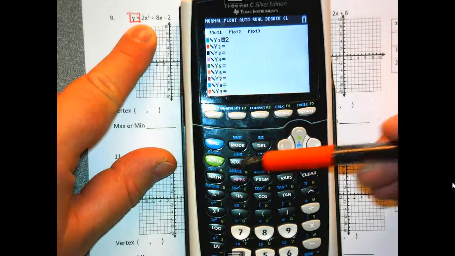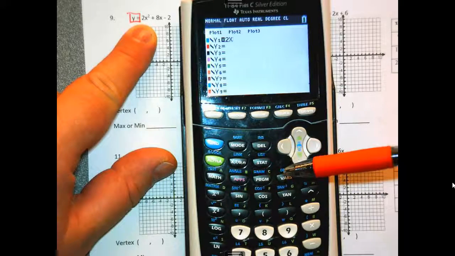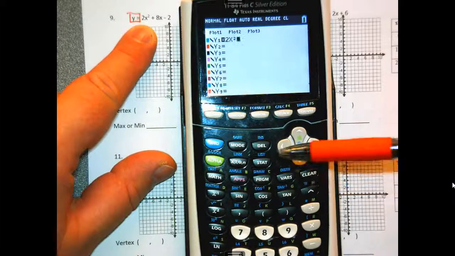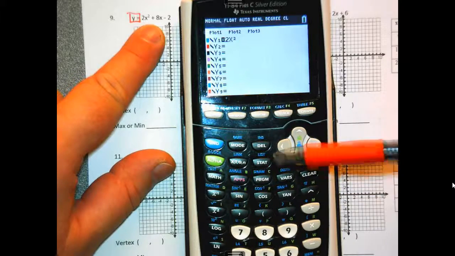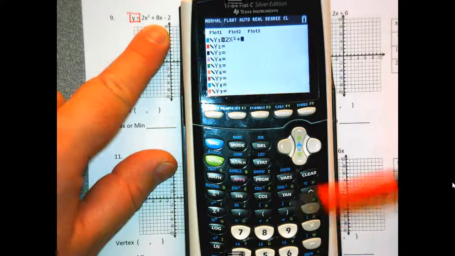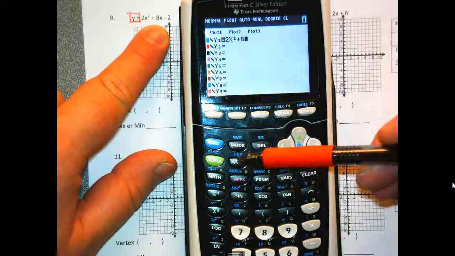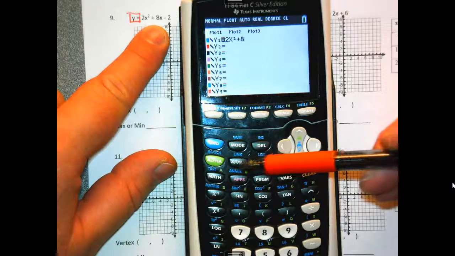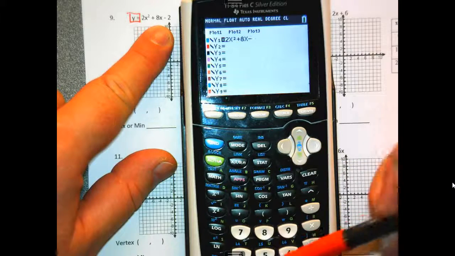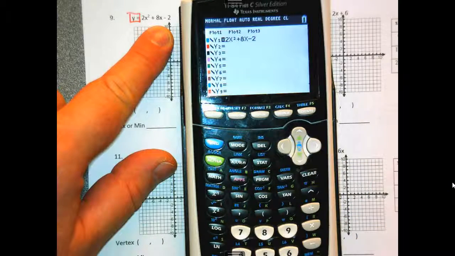So here's my x key. With me? Okay, and here's my squared key right there. See the little 2 up there? And it brings 2x squared plus, now I need an 8, and again, my x is right there, minus, okay? Then hit graph.